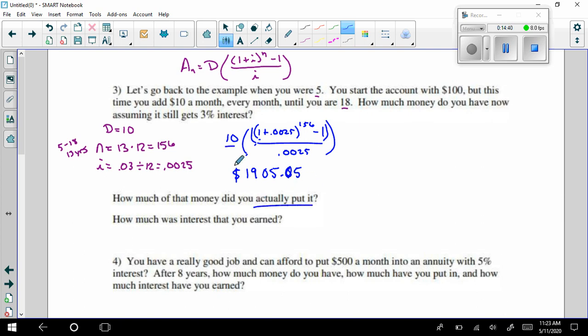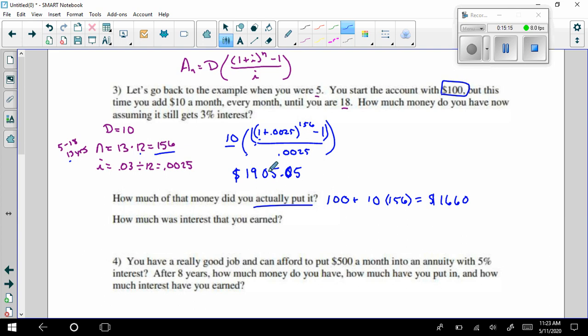Well, I was contributing $10 a month in addition to the $100 that I started with. So 100 plus 10 times how many months that there were. And so 13 years, 12 months, 156. So 1660 of that is money that you put in.